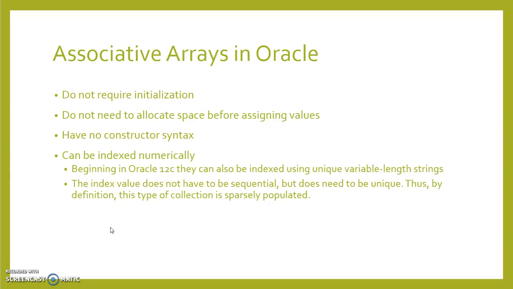Another feature of associative arrays in Oracle is that they can be indexed numerically. Beginning in Oracle 12c, they can also be indexed using unique variable length strings. Now, the index value does not have to be sequential, but it does have to be unique. And by definition, this type of collection is termed sparsely populated.